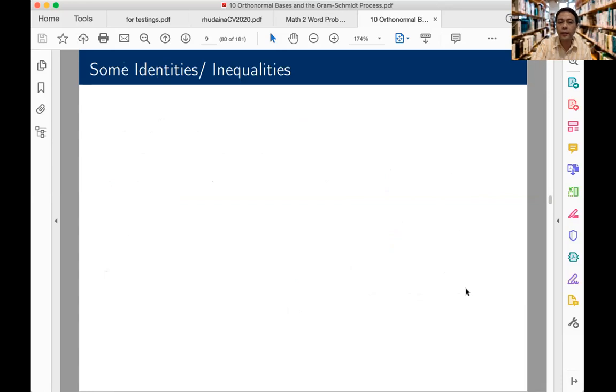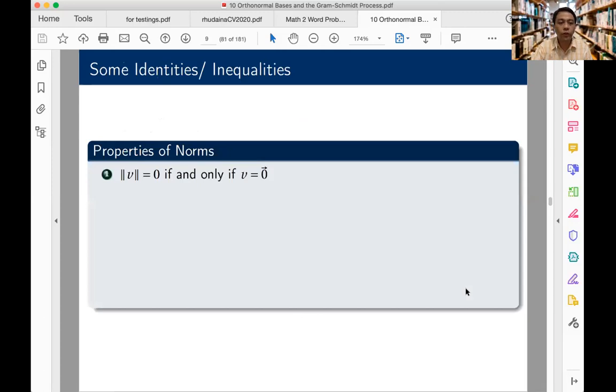Now, some identities and inequalities are defined or theorized for the norm. So we call these properties of norms. So firstly, the norm of V is equal to the 0 number if and only if V is the 0 vector. So if you get a norm which is equal to 0 and V is not the 0 vector, then something is wrong. Definitely wrong. Okay?